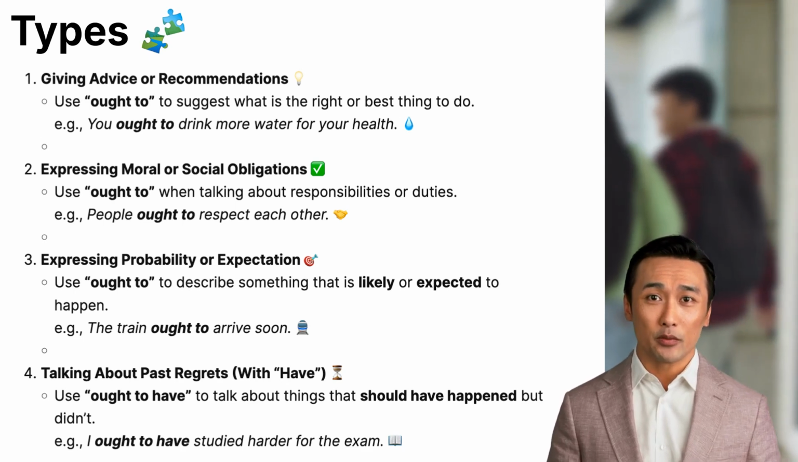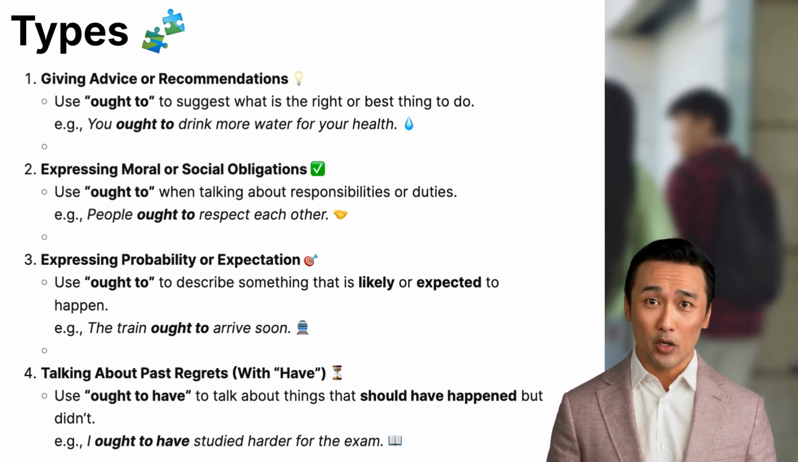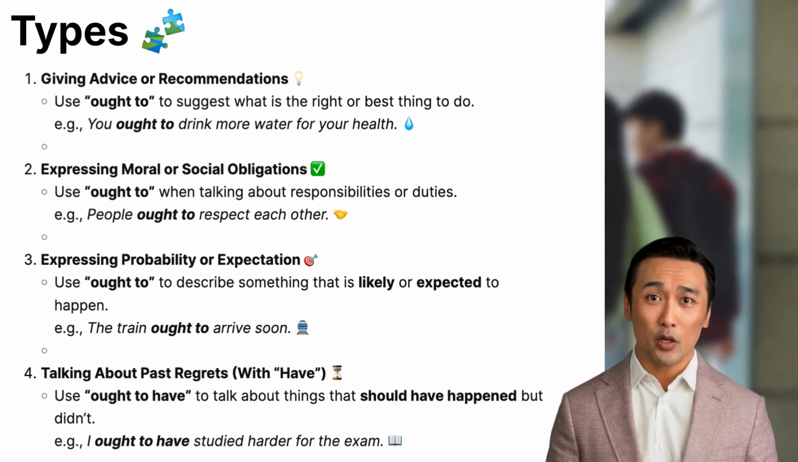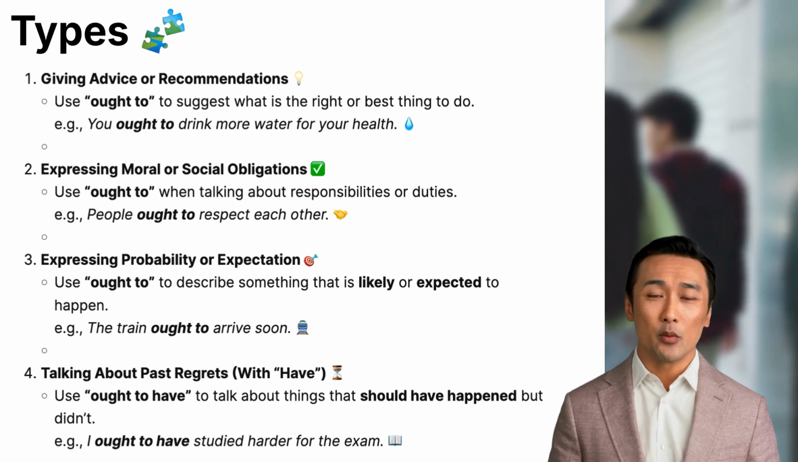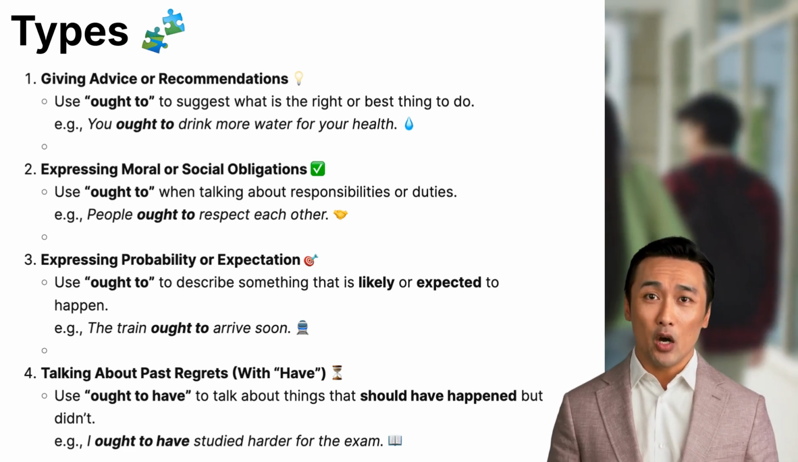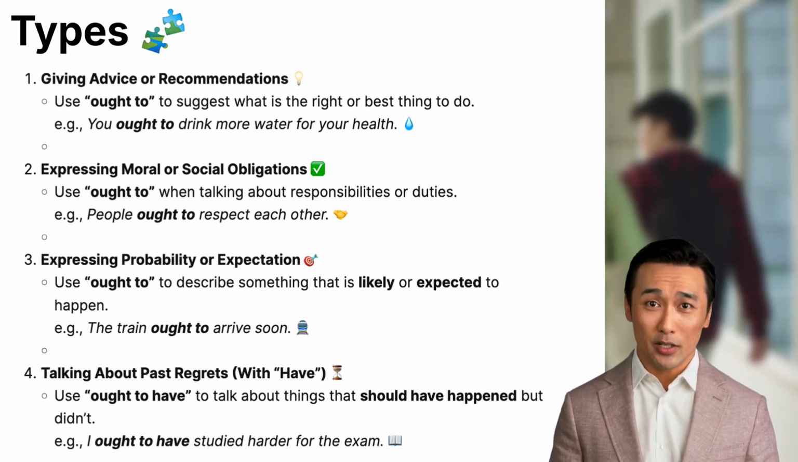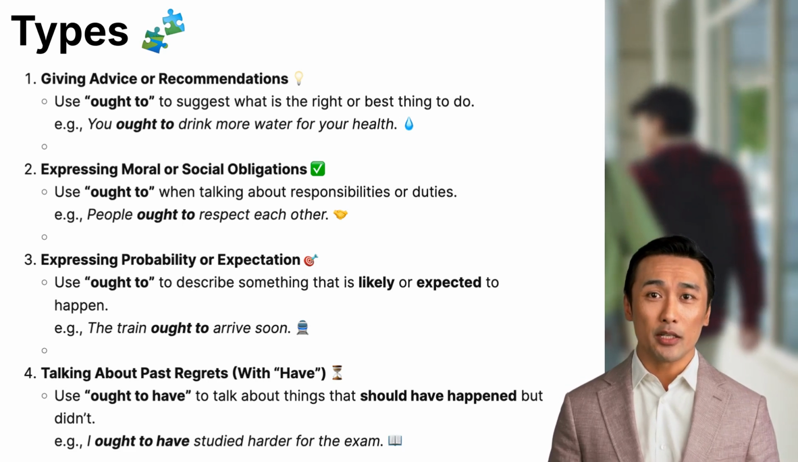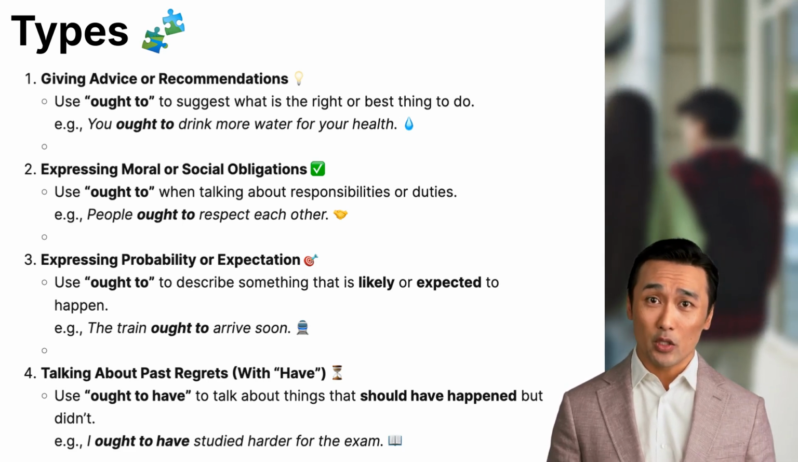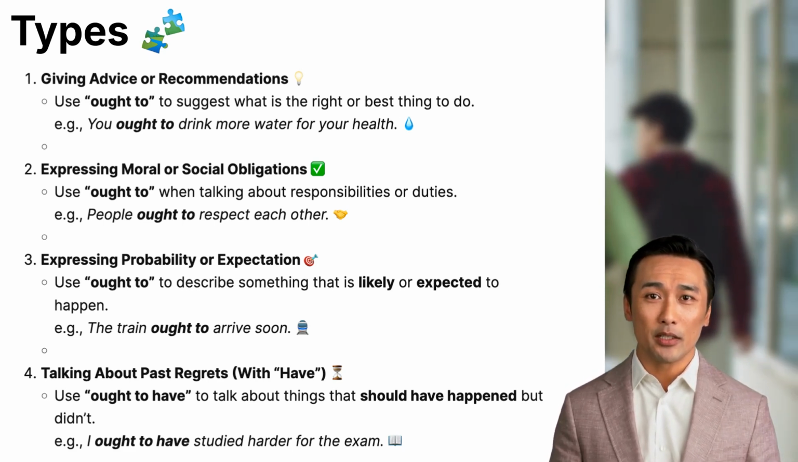More examples: employees ought to be honest in their work. Children ought to listen to their parents. If something is a moral or social expectation, ought to expresses it well. 3. Expressing probability or expectation. Use ought to when describing something that is likely or expected to happen.